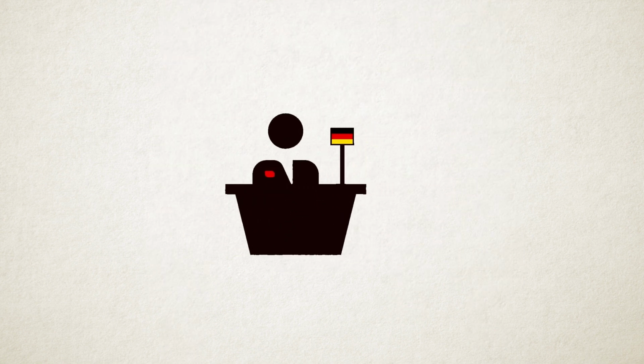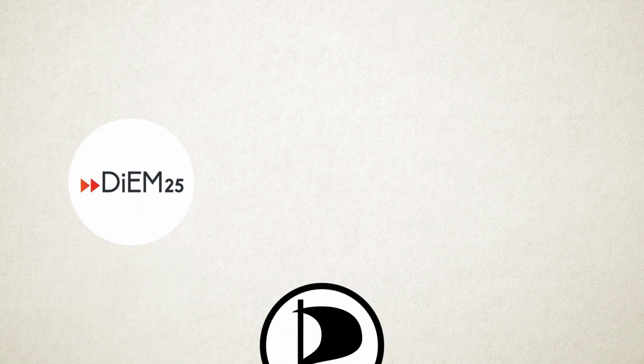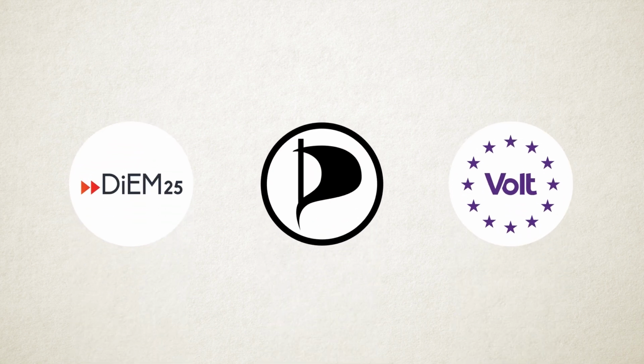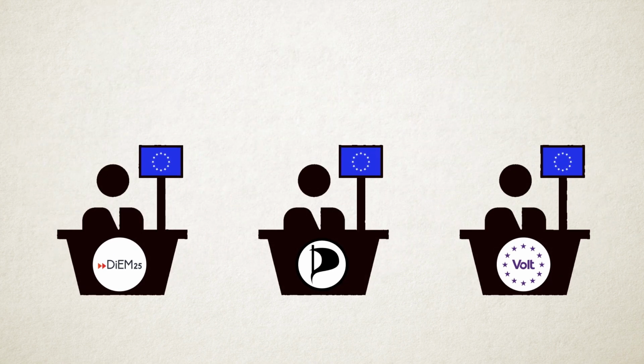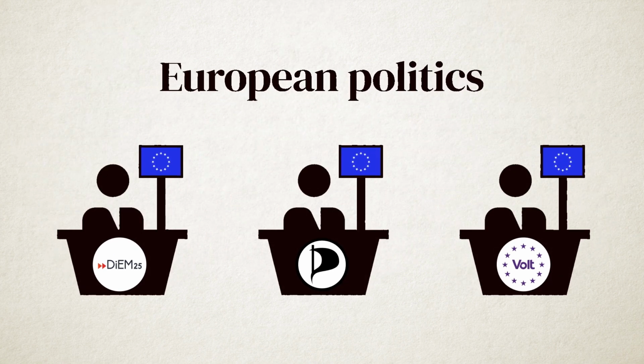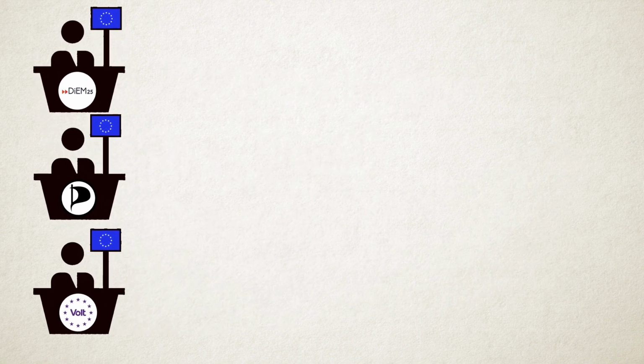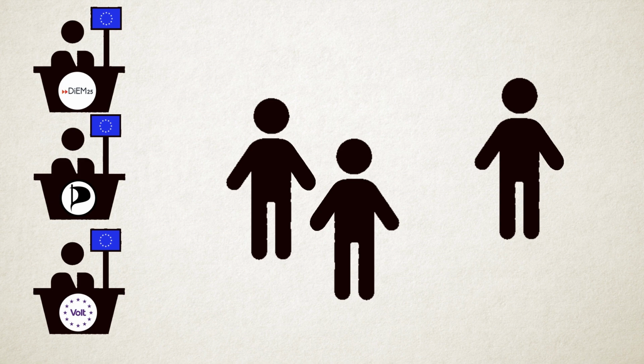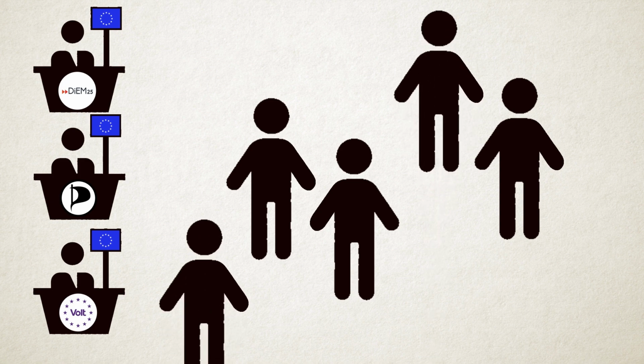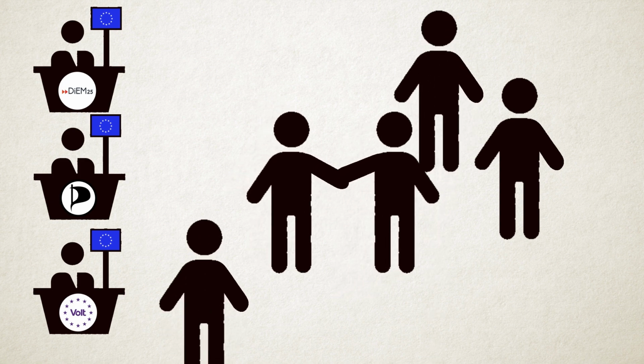While most parties in the European Parliament are national, there are some exceptions to the rule. The parties DiEM25, the Pirate Party and Volt are trying to break the norm and bring politics to a European level. With such new parties emerging, there is a positive trend that might bring forward more European parties and might force existing national parties to work together more with their international counterparts.